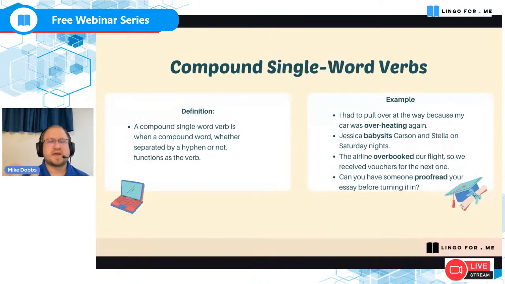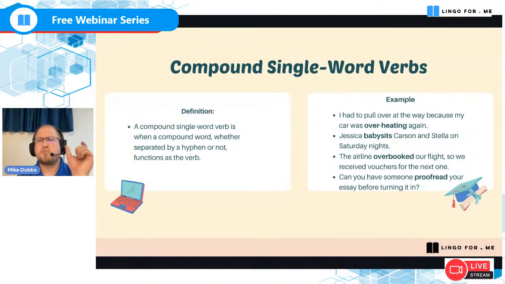A voucher is a ticket or a discount or a free flight, or maybe it's a free flight for your next flight. So the airline is saying, we made a mistake, we're sorry, here is a voucher for your next flight. The last example here with compound single words that we'll give is, can you have someone proofread your essay before turning it in?